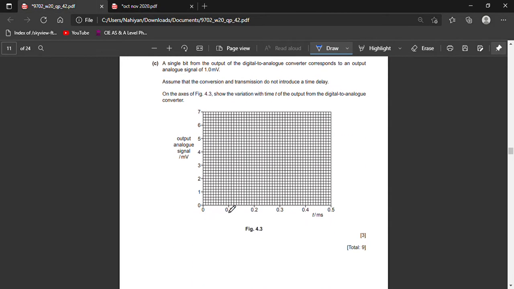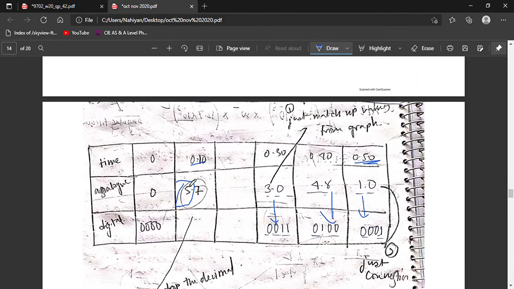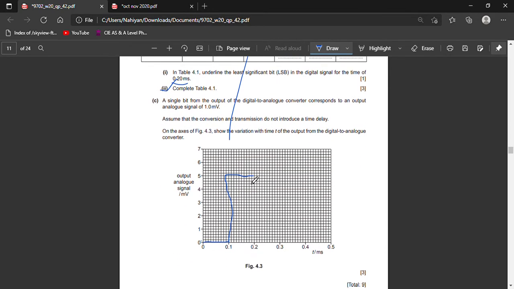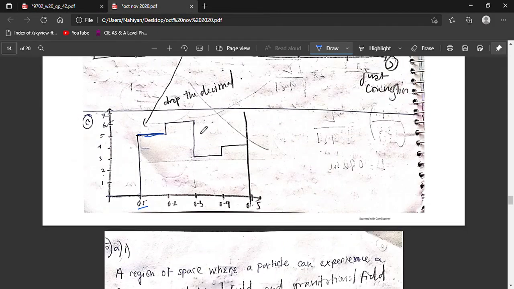So from 0.1 we got a reading of 5, so you go up to 5 and you get a continuous value of 5, and again it changes at 0.2, which is 6. You get rid of the decimal and just write 6. So like that you just draw the graph as I've shown here.